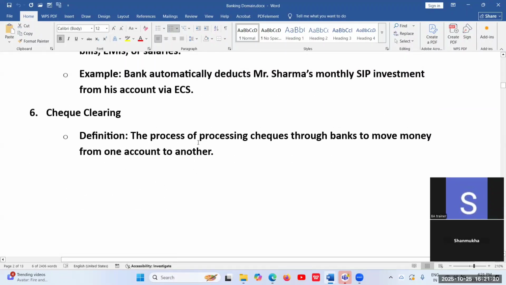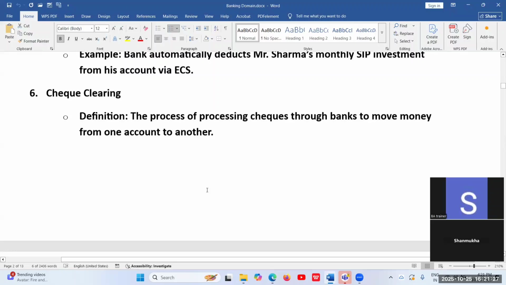Check clearing is the process of processing checks through banks to move money from one account to another. We all know this regarding check clearing. We might not use it on a daily basis, but the purpose of check clearing is moving money from one account to another. Just by taking the check into the bank, they will process the amount from that check and transfer it to the recipient. So this is called check clearing.